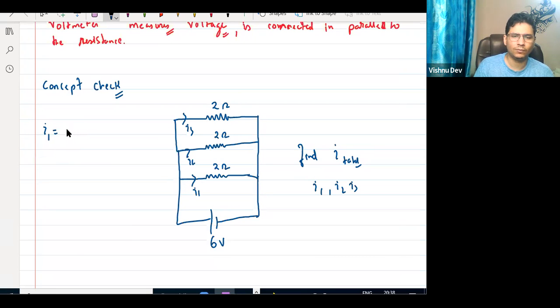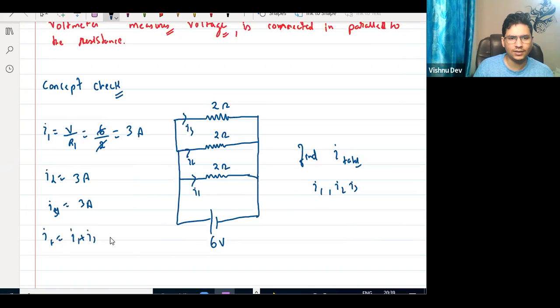What is I1? What will be the formula of I1? V by R1. Yes, sir. V is 6, R1 is 2, so 3 ampere. Okay, very good. What is I2? I2 is the same, because this is also 2. And I3 is also 3 ampere. So I total is I1 plus I2 plus I3, 3 ampere plus 3 ampere plus 3 ampere, which is 9 ampere.